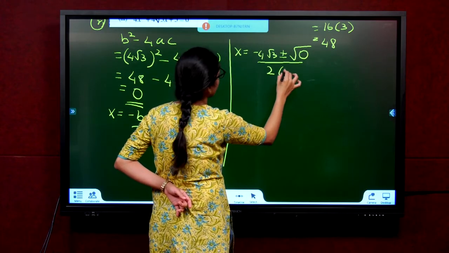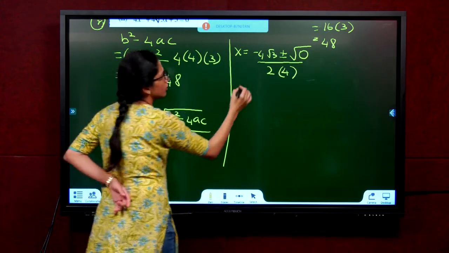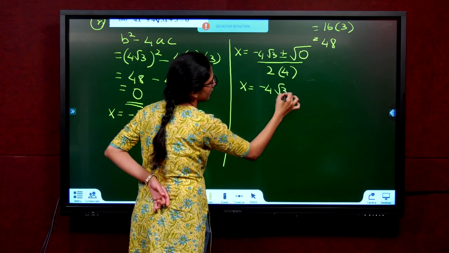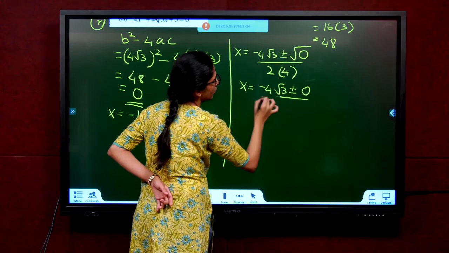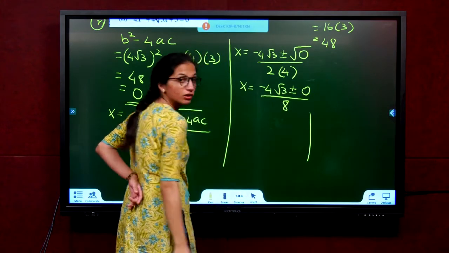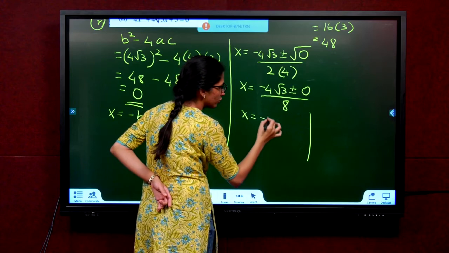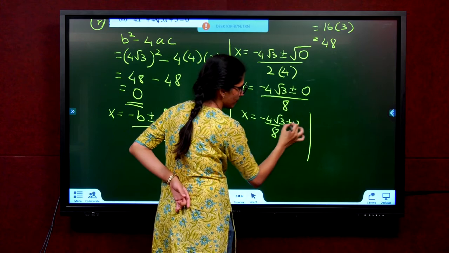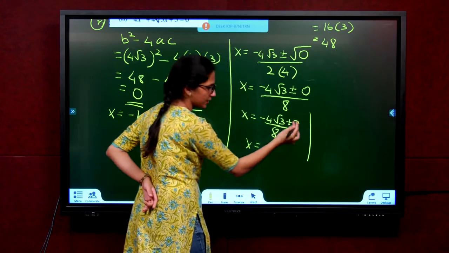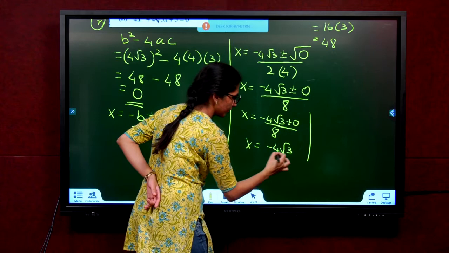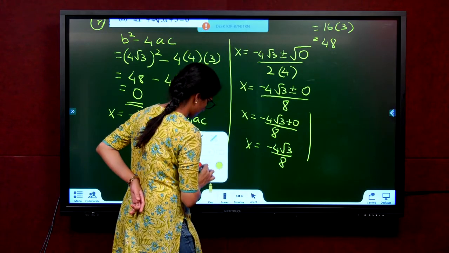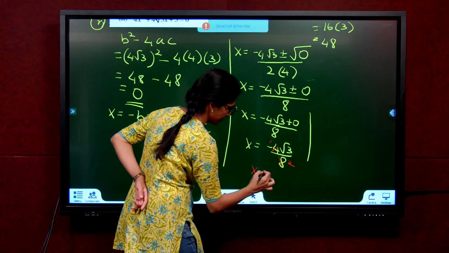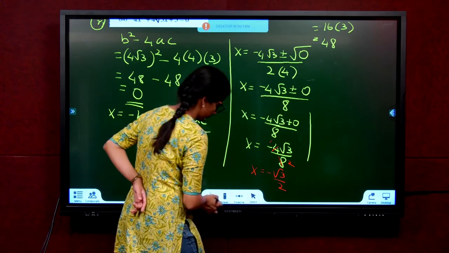What was the value of a? 4. So this becomes, we have two solutions now. Before that, plus or minus root 0 is 0. 4 2s are 8. So we get two solutions now. x is equal to minus 4 root 3 by 8. This is plus 0, so plus 0 has no difference. 4 1s are 4, 4 2s are 8. So you can therefore say x is equal to minus root 3 by 2.